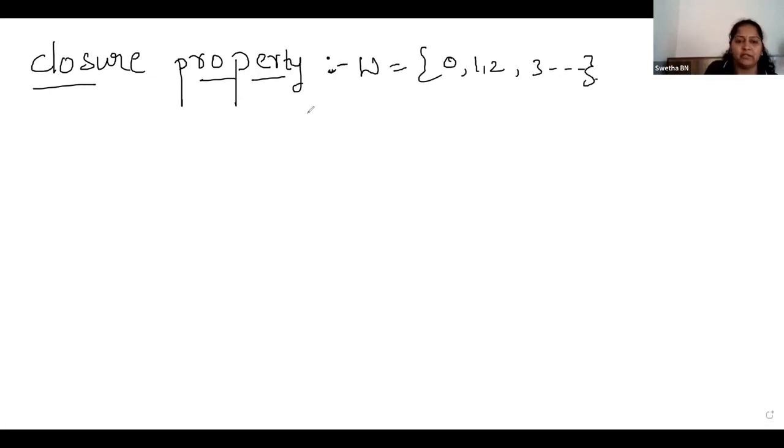Closure property ಏನು ಅಂತಂದ್ರೆ, I'm taking 2 numbers. Take any 2 numbers. So generally we take A and B. A and B are whole numbers. That means belongs to whole numbers. Belongs to ಅಂತಂದ್ರೆ ಏನು? W ಗೆ ಸೇರಿದೆ. Belongs to W.